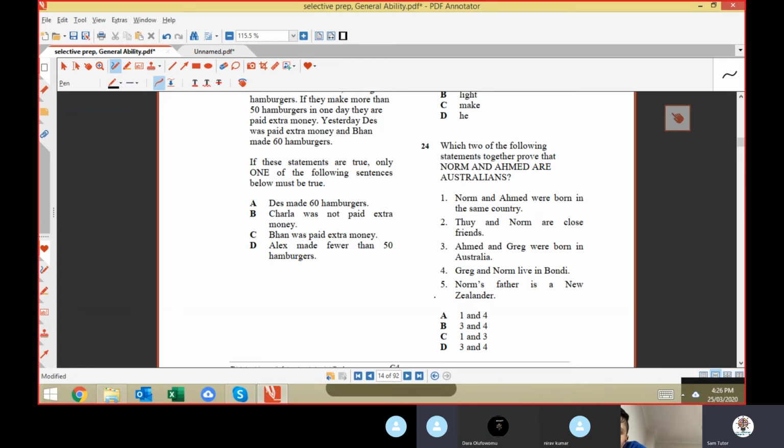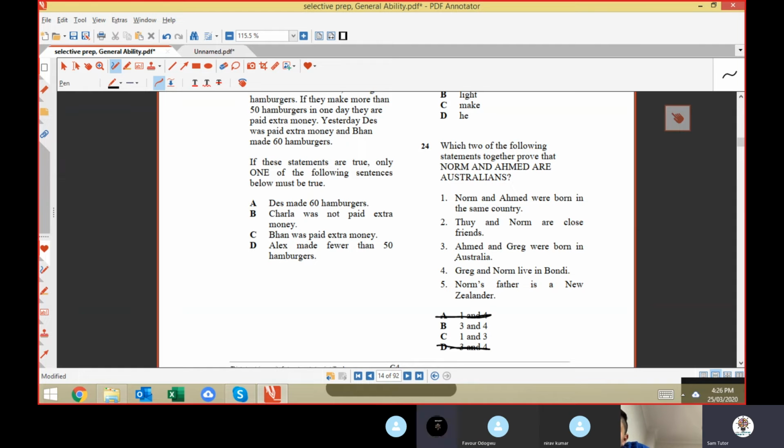Again, process of elimination is the best way to go here. So we want to get Norm and Ahmed are Australians. Norm and Ahmed were born in the same country. I think it's 3 and 4. Greg and Norm live in Bondi. Have a look. Yeah, 3 and 4. I guess you can cross that one out. B.